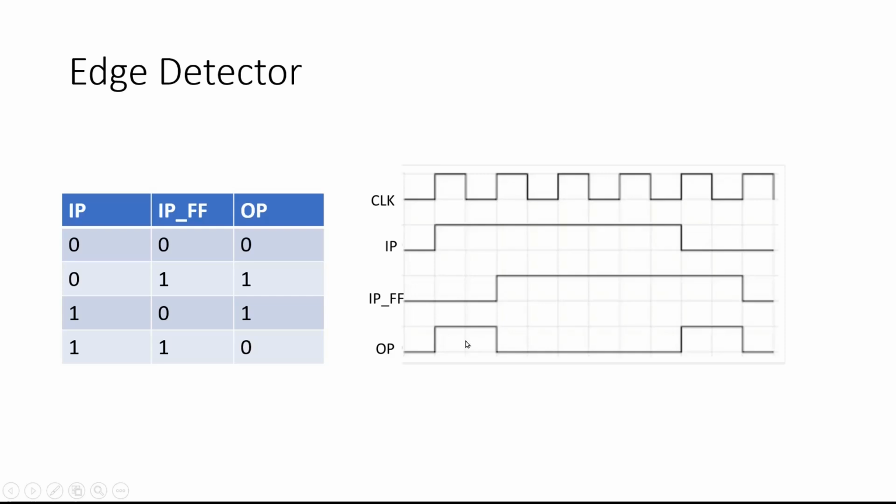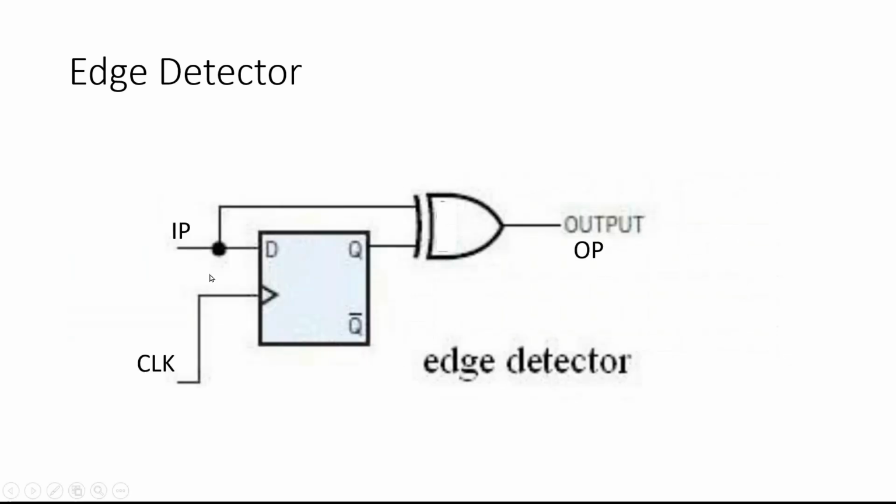Let me show you with the help of a logic diagram. This is the D flip-flop which I am using to delay this input, and the output of this D flip-flop is IP_FF. So IP and IP_FF I am feeding to the XOR gate to get my final output. Friends, I hope that the design of the edge detector is clear to you.